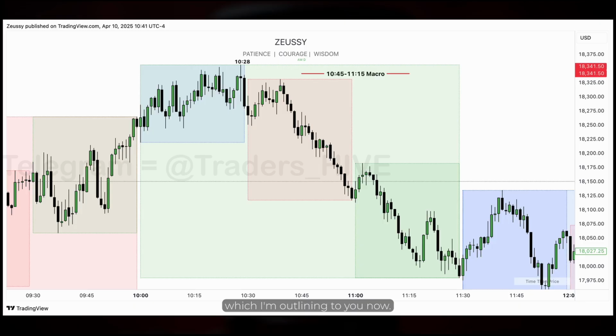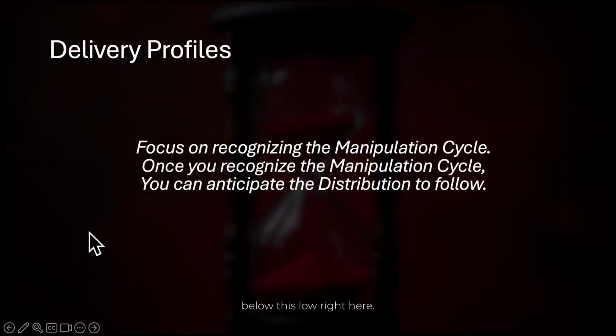Now, when it comes to anticipating expansions, it's very crucial that you understand this rule, which I'm outlining to you now, that whenever the SMR unfolds outside the macro, we pay attention to the upcoming macro to anticipate that there is a security run taking place. So it means if we look to position ourselves short inside the market, it means that we are going to look for that opportunity to present itself throughout that macro window. Notice that the market eventually expands towards the downside and draws towards sell-side liquidity, resting below this row right here.